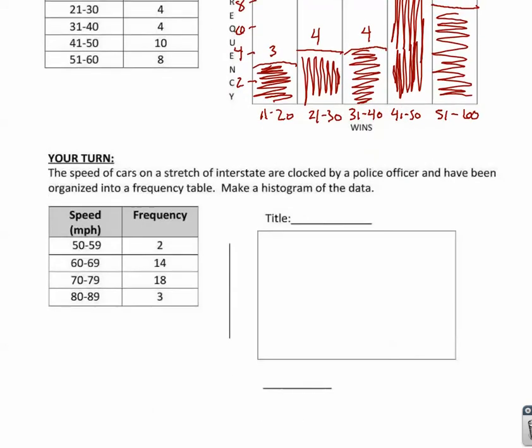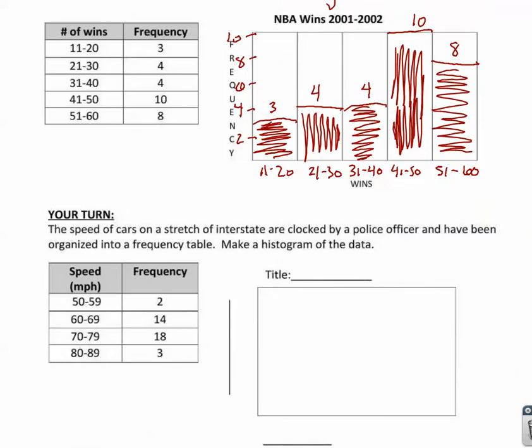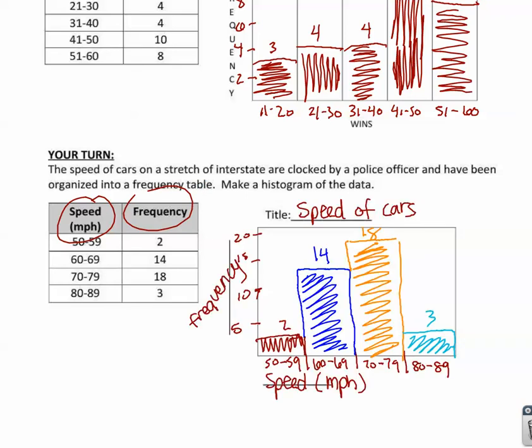So now pause the video. And I want you to create your own histogram. Don't forget to label your X and your Y axis. You've already got the terms right here that you need to label it. Label your title. Make sure it matches what your frequency table is about. Check your answers with the following problem.